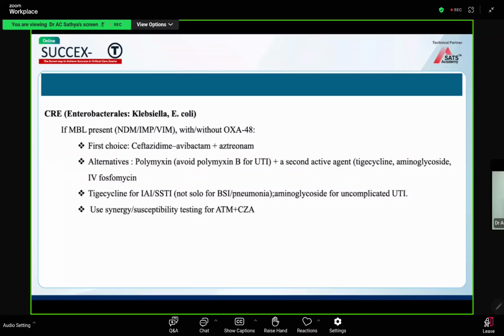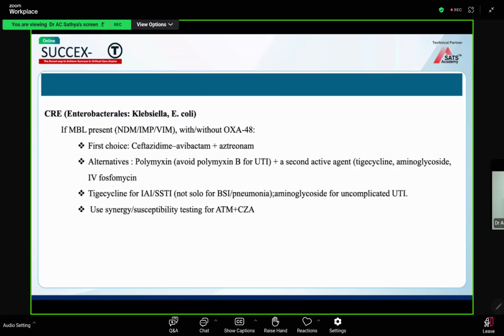So going to the individual organisms, first thing is carbapenem resistant Enterobacteriaceae, where you have Klebsiella and E. coli. Again, as I said earlier, if MBL is present, you'll have to close your eyes and use ceftazidime avibactam and aztreonam, provided the synergy is sensitive. Alternatives are polymyxin plus a second active agent like tigecycline, aminoglycoside, or IV fosfomycin.